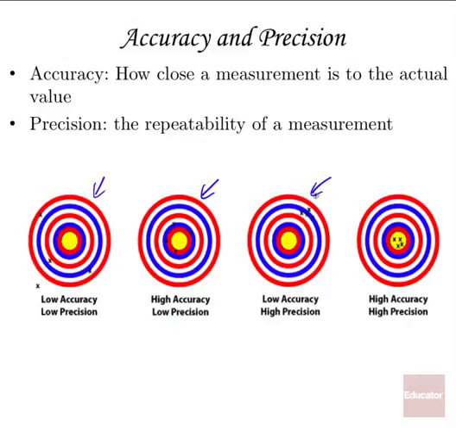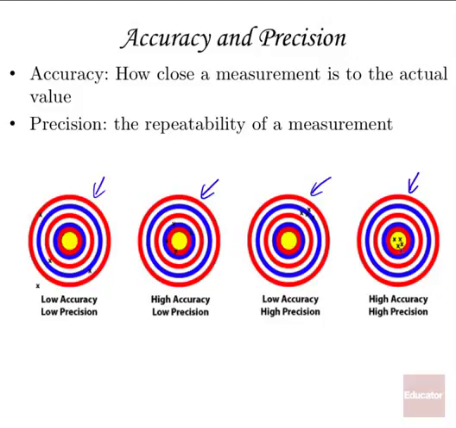All right, over here, we're nowhere close to the target, but man, we can hit that same spot nowhere close to the target every time. We are extremely precise, but our accuracy is off. High precision, low accuracy. And finally, the nirvana of measurement. We have high accuracy, we're very near the target, and we're repeatable. We have high precision. We can get near the target, and we can get near the target every time.